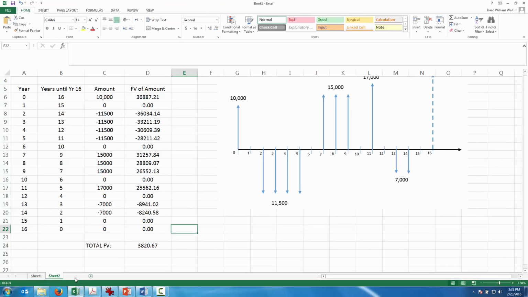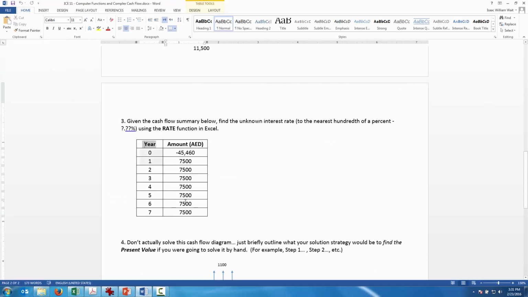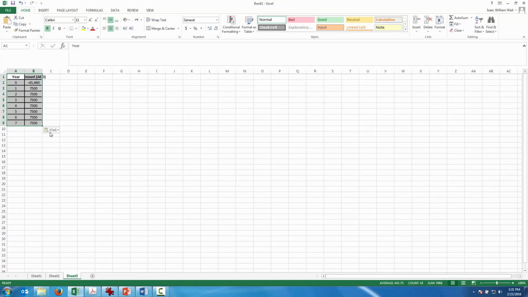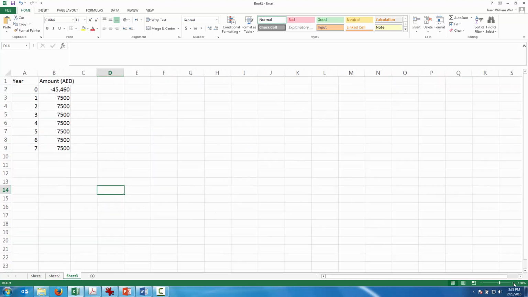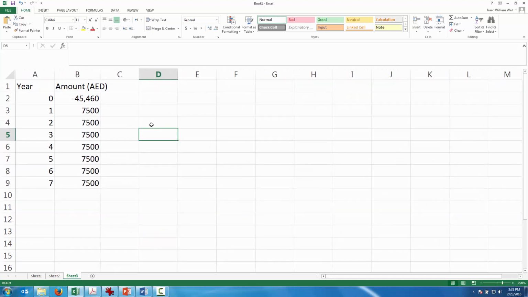So this one's relatively simple. I can copy this just for reference purposes, but I'm not going to actually solve this in a tabular way. I'm going to just enter the rate function, and let me zoom in so it's a bit easier to see. The way I'm going to do it is just equals RATE. Now let's look. How many payments of 7,500 are there? There's 1, 2, 3, 4, 5, 6, 7. So I'm just going to key in 7 payments. And now the amount of the payment I can see is 7,500.